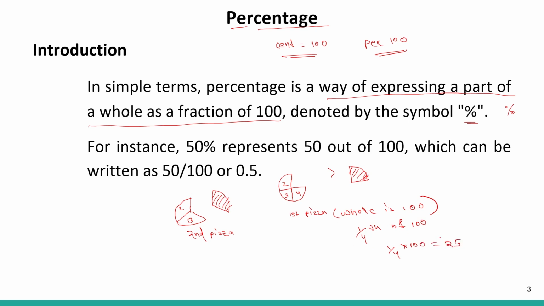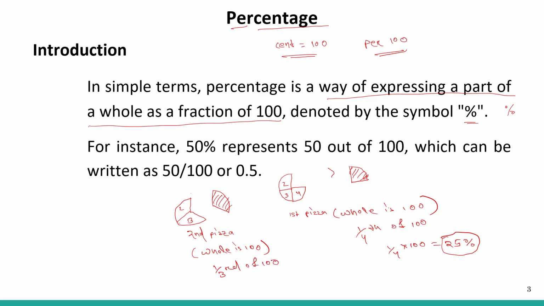So since we showed this part as a fraction of the whole, if the whole is 100, then what we got was 25. So 25 will be called 25%. So 25 per 100. If the whole was 100, then what you got was 25%. Now let's see the second pizza case. In the second pizza you also got one slice, but let's consider the whole as 100. So the whole is 100, right?